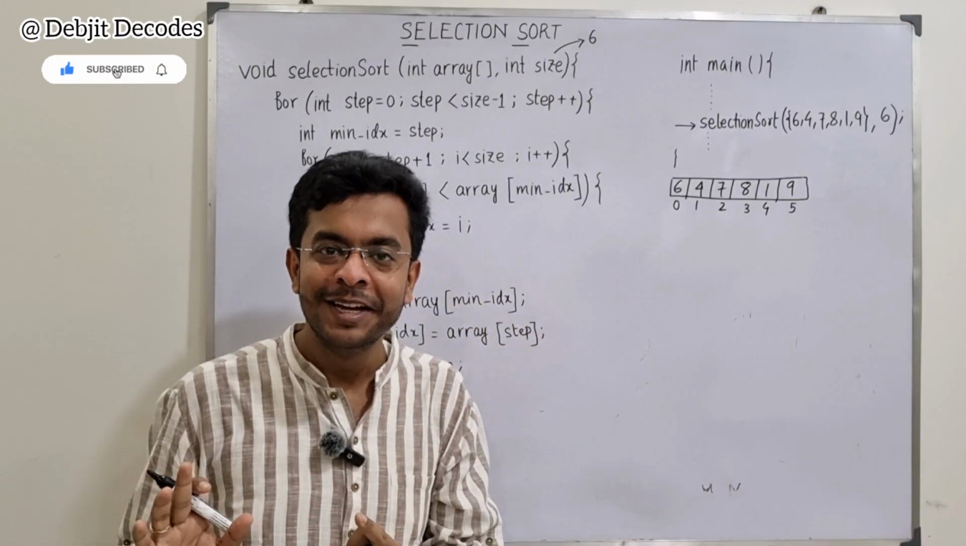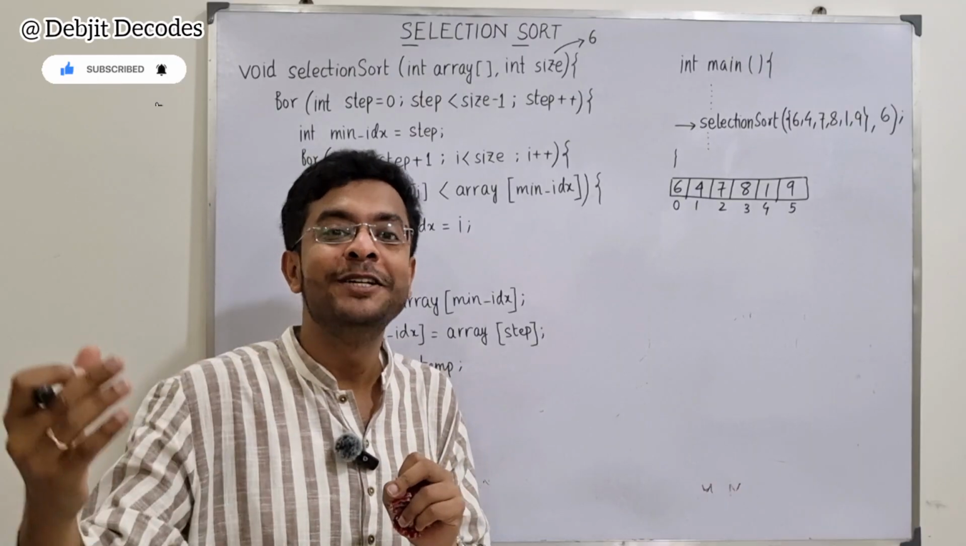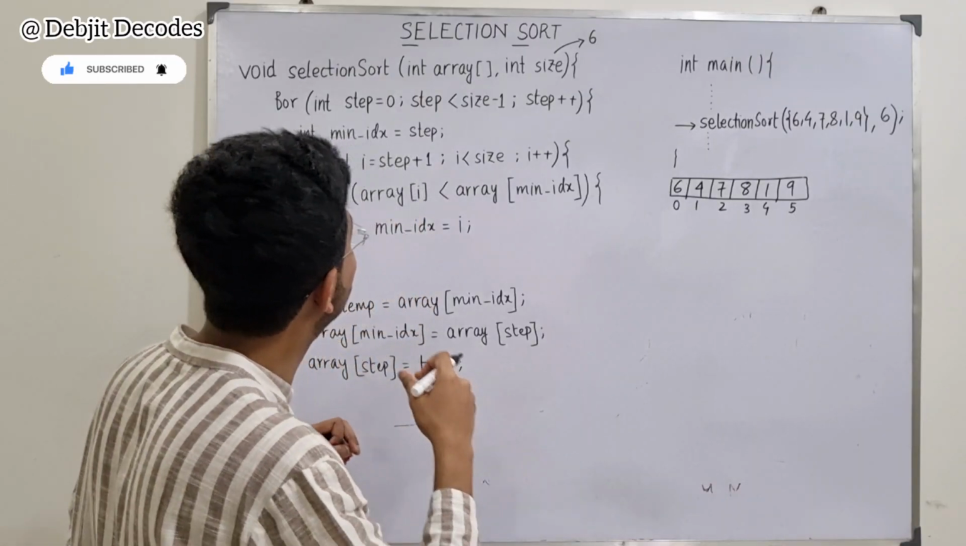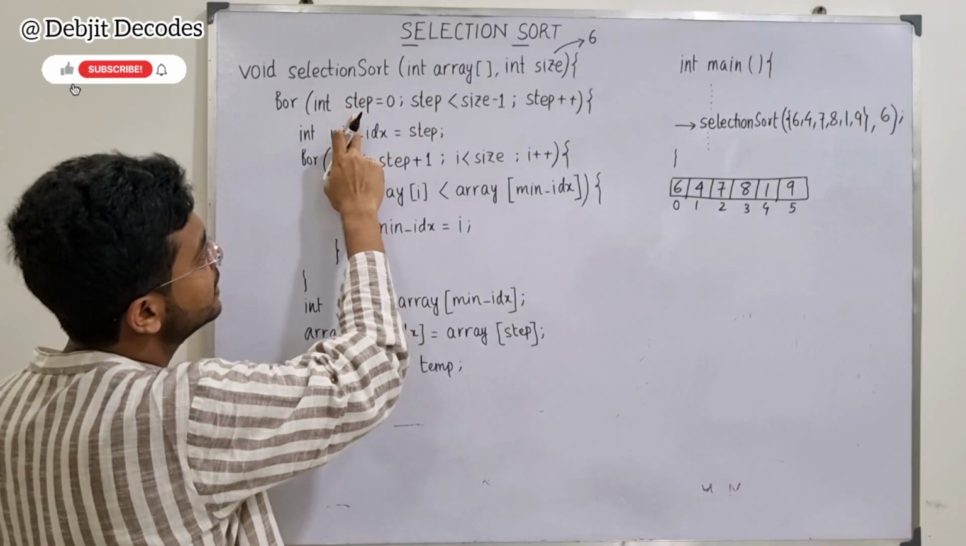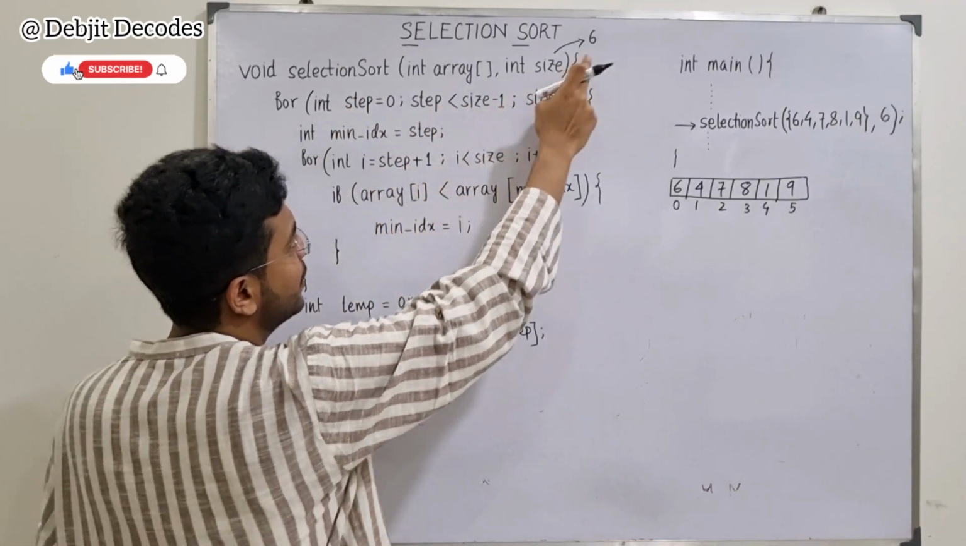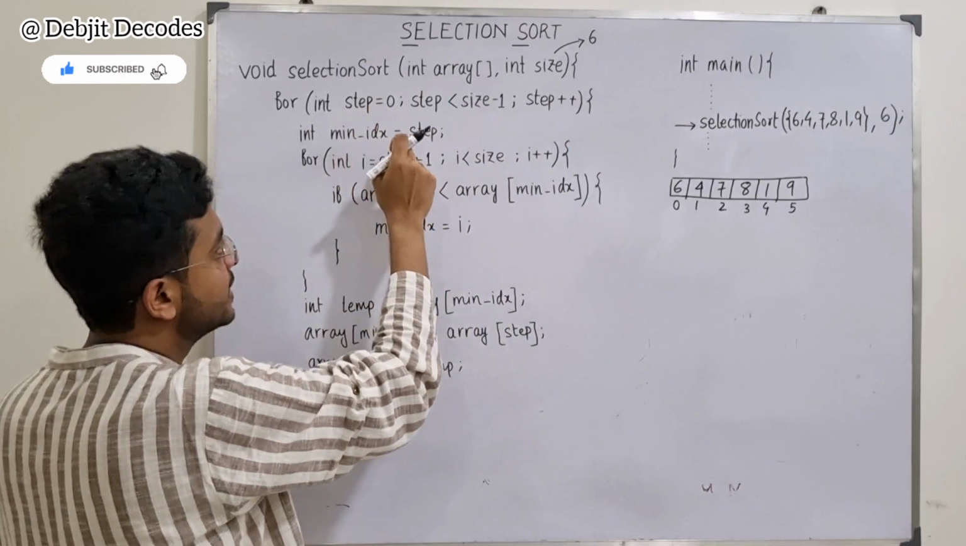You can write anything, but I am writing step so that it's for better convenience, that I can say at step 0, step 1, it looks good or sounds good. So at step 0, that is at the first external loop iteration, step equals to 0, and step less than size minus 1. What is size minus 1? 6 minus 1, that is 5, satisfied, so no issues. So it will go inside.